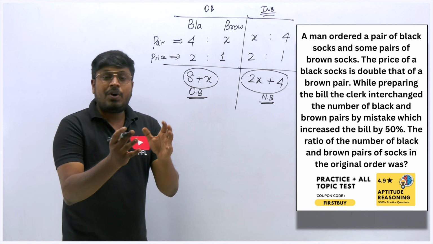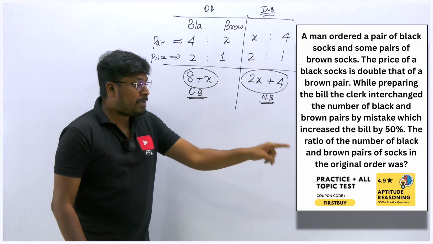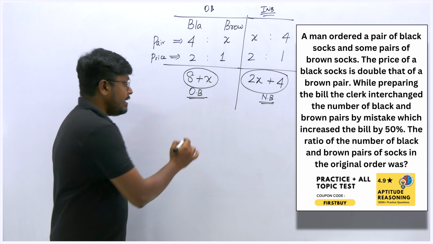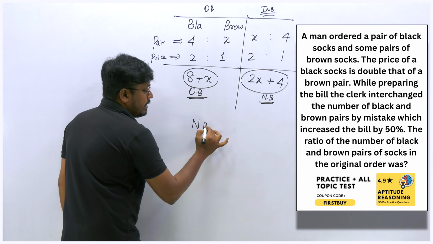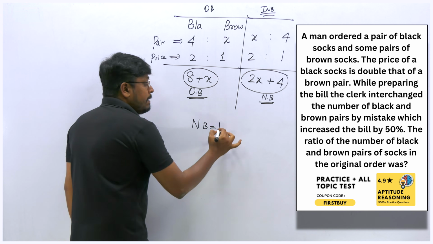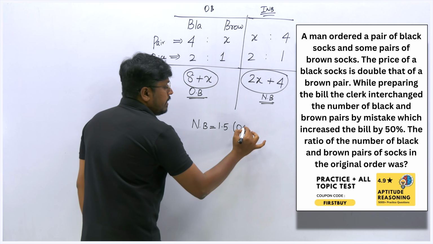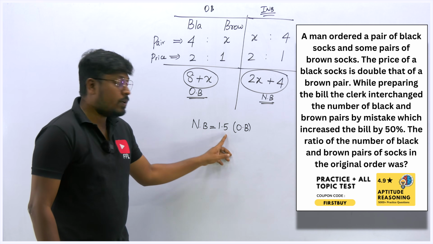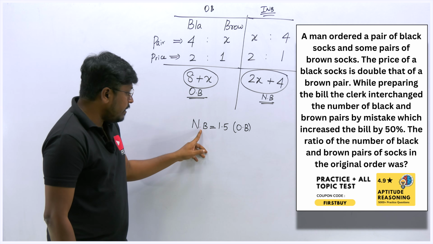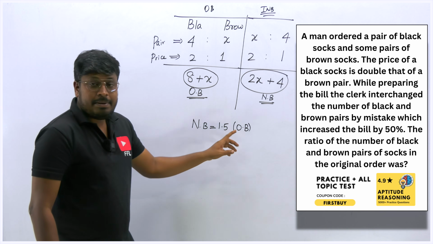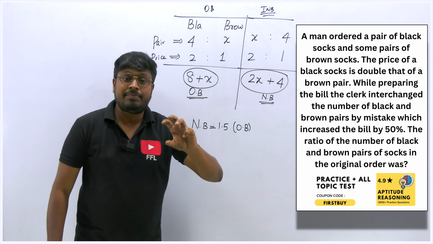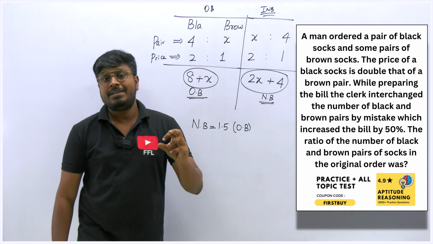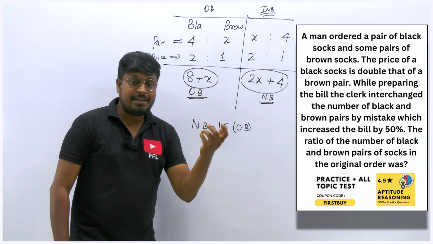Now because of interchanging, how much has the price increased? Increased by 50%. Just see, the new bill is equal to 1.5 times the old bill. Yes or no? Understood how I wrote this? 1.5 times the old bill, because they have clearly mentioned that compared to the old bill, the new bill is 50% more. That means 150%. So 150% of the old bill will be the resultant new bill.